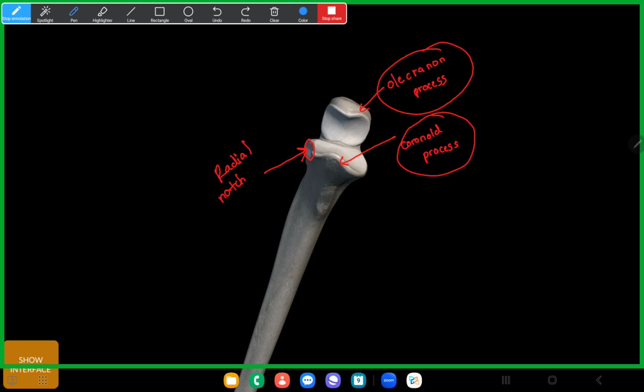In this olecranon process, there are about 5 surfaces. There is a superior surface, an anterior surface, a posterior surface, and then a medial surface and a lateral surface. So there are 5 surfaces. You can see the anterior surface of the olecranon process is articular. That means this olecranon process articulates with the olecranon fossa of the humerus and the trochlea of the humerus.